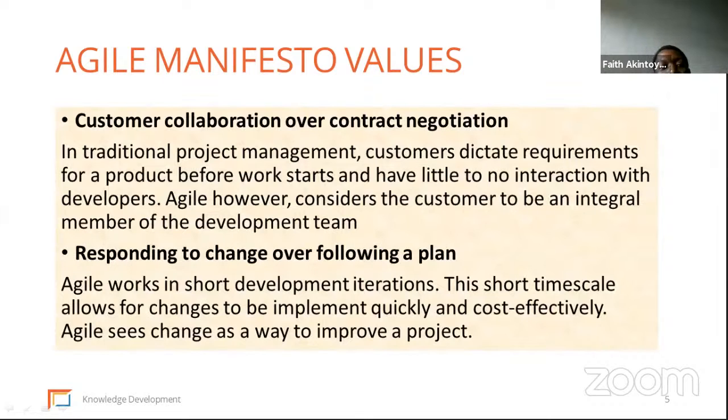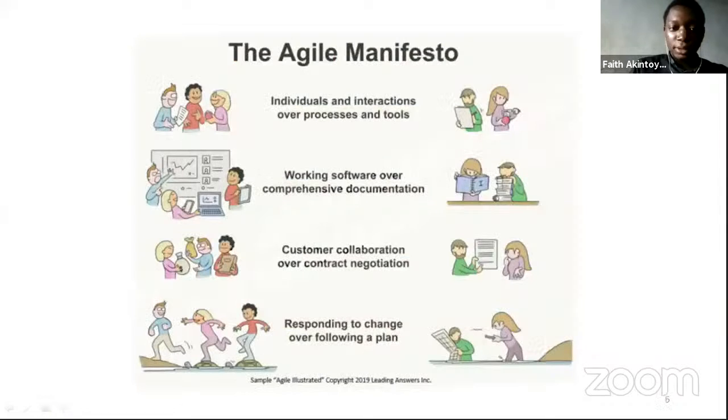So these are what you call the agile manifesto values. These are the ABCs of what every agile model or agile methodology should possess. If it does not have all these qualities, then it's really not an agile model. All right, so this is the graphic representation.